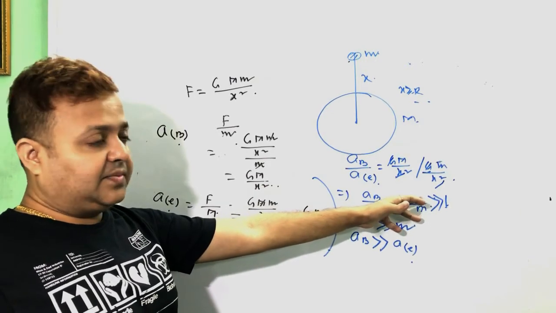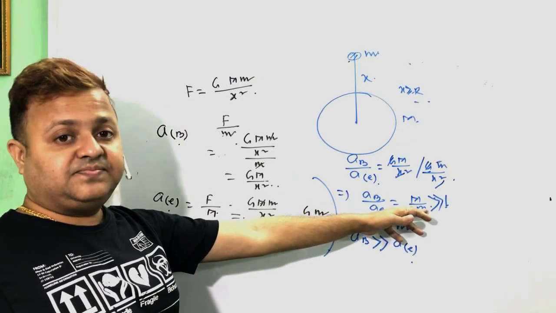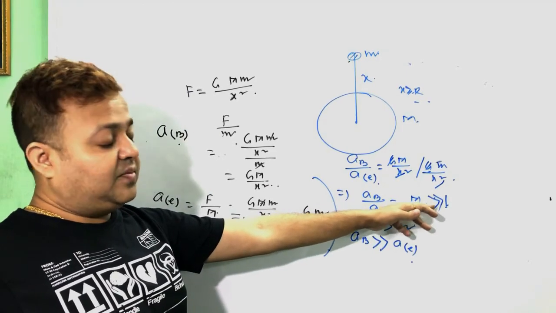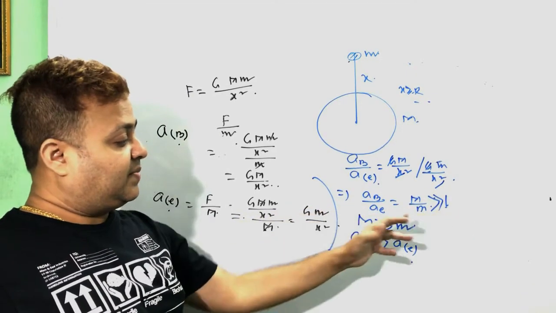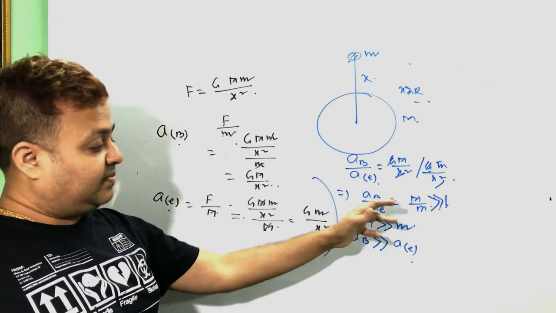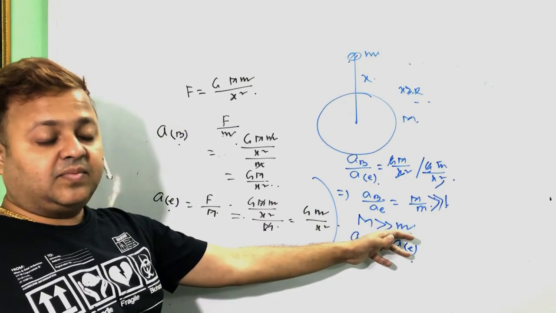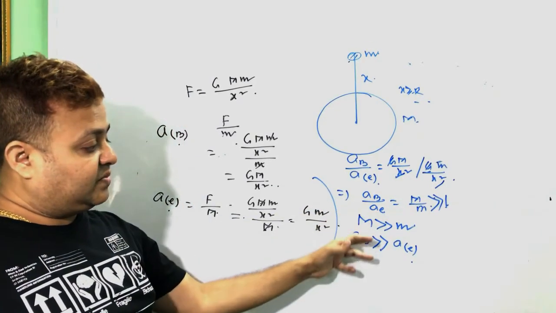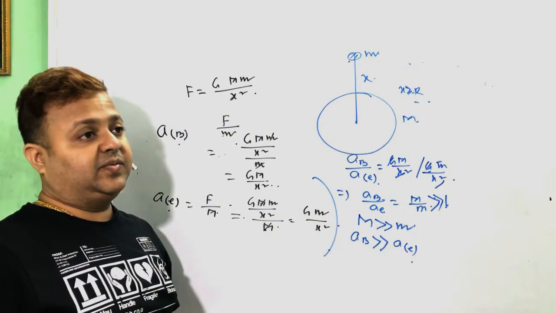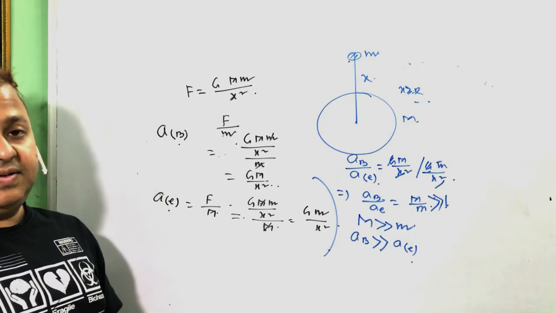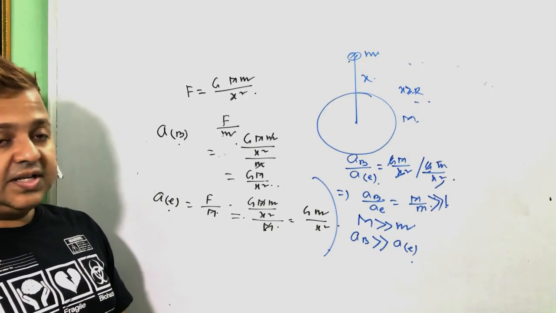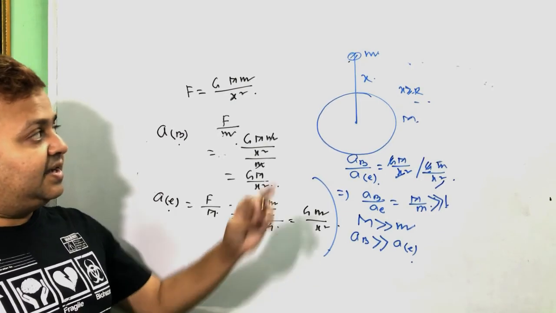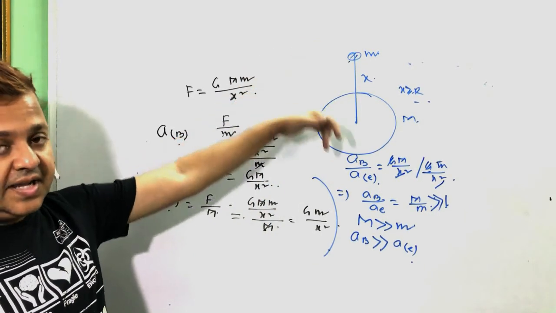The mass of the earth is much greater than the mass of the body, so this ratio must be much greater than 1. So the acceleration of the body is much greater than the acceleration of the earth. As a result of this, the body is moving towards the center of the earth. The body's acceleration is much greater than the earth's, so it moves.